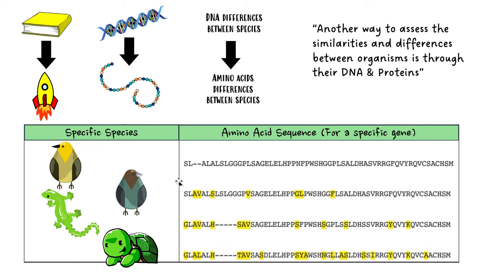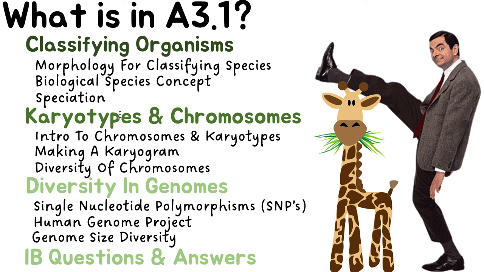Okay, now that we're done, we've covered everything. We covered all of these things: classifying organisms, karyotypes, chromosomes, diversity in genomes, a lot of stuff. Let's now do some questions.